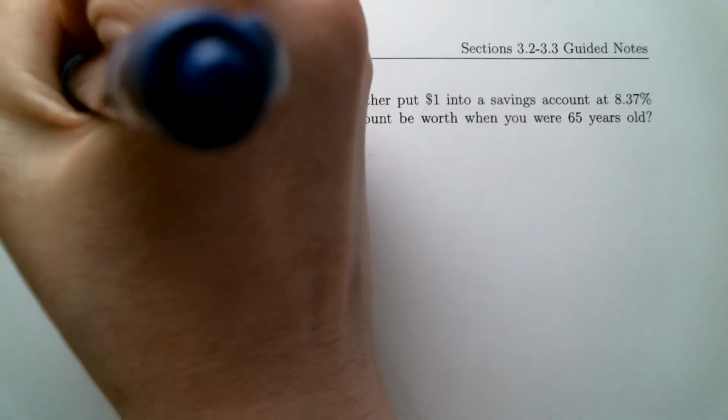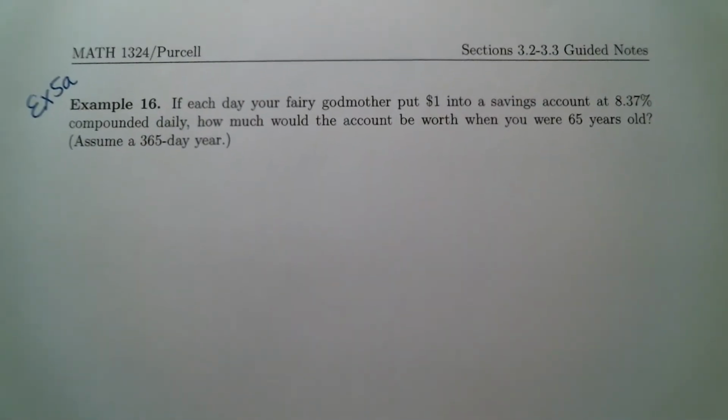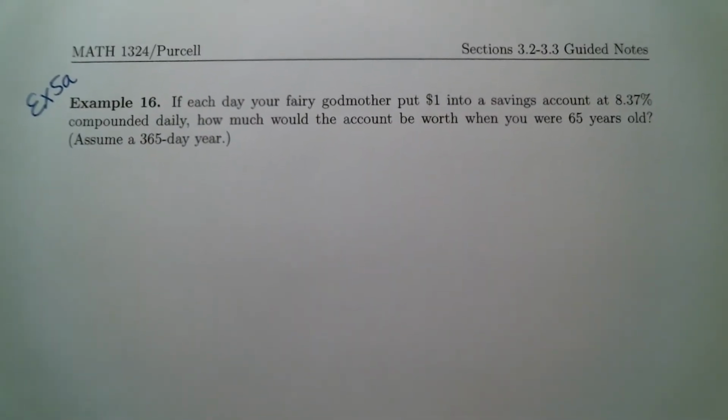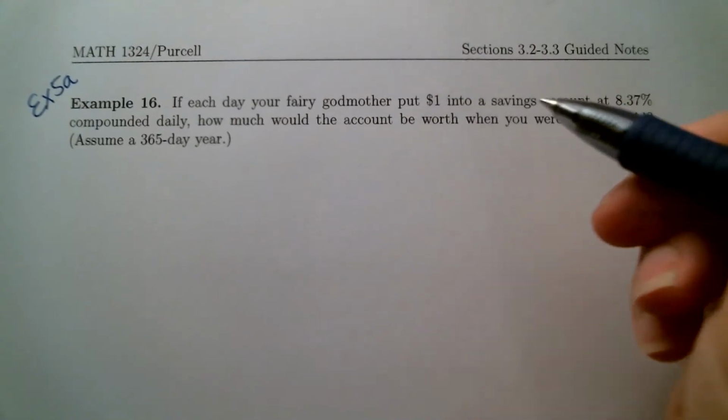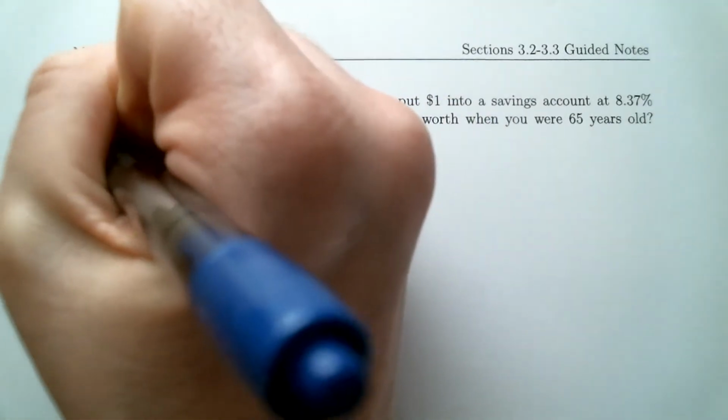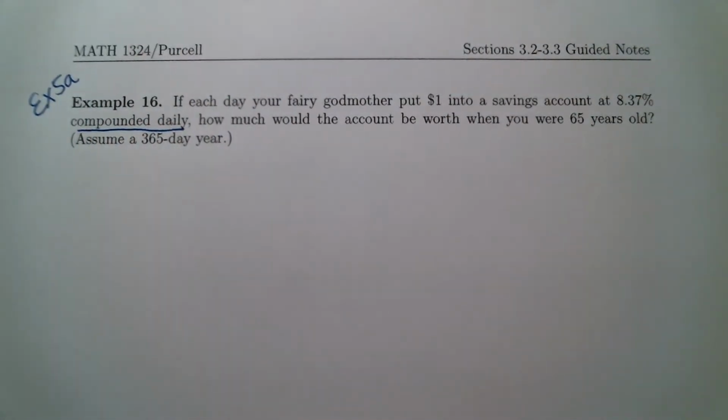And when we discussed it the first time around, we decided that this problem needs to be solved using the future value of an annuity. Again, how can you tell? Well, you see the phrase compounded daily. That eliminates simple interest. Your fairy godmother is saving money, so it comes down to how the money is being saved. Is it a one-time deposit or is it a recurring deposit?